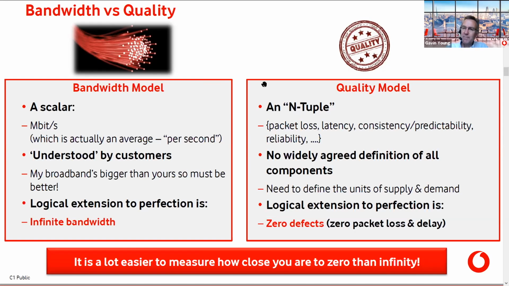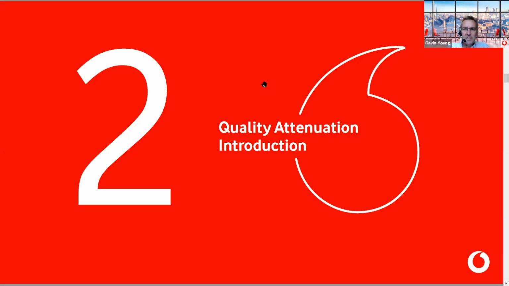And from an engineering perspective, when you're trying to measure these things and compare yourself to perfection and where you'd like to be, it's a lot easier to measure how close you are to zero than it is to measure how close you are to infinity. So certainly the quality model, while it might be a little bit more complicated to get your head around, is certainly mathematically more tractable in many areas of analysis. So that's the motivation and the context and the introduction.